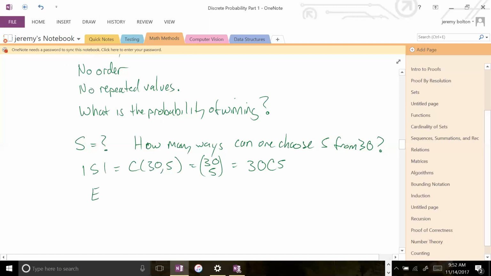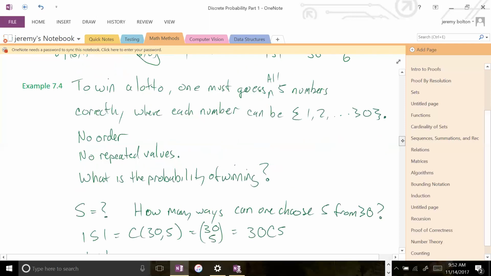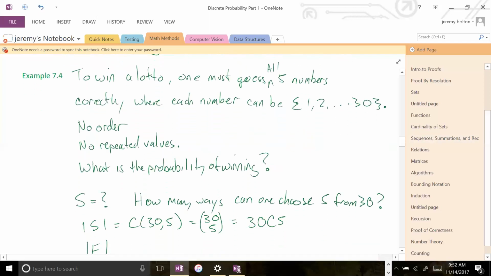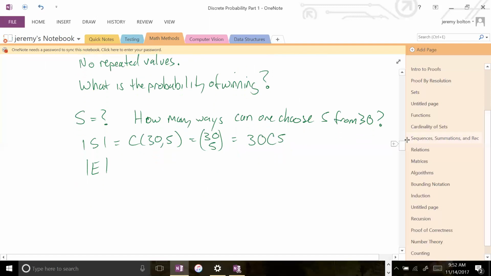So now we need to know the cardinality, excuse me, of E. Therefore, we can then compute the probability of E. So given what we know about the cardinality of S, can we determine the cardinality of E? We must guess all 5 numbers correctly. So how many ways can we guess all 5 numbers correctly in the lotto? Well, you know, there are a set of 5 numbers you have to choose, and there are 5 factorial. You were right until the very end.